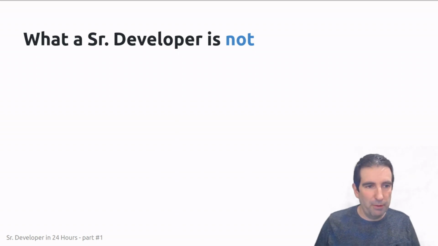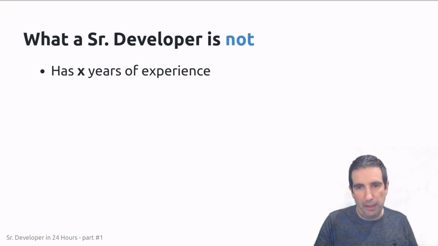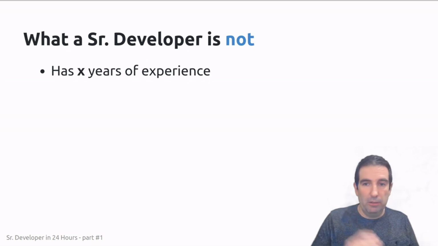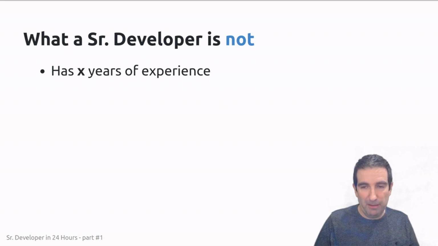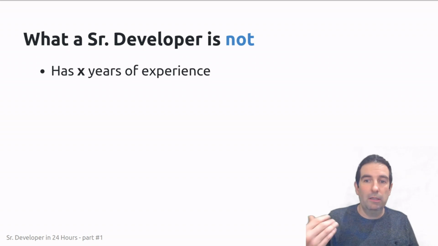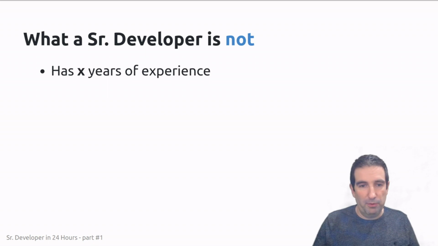Okay, so here are a few things that a senior software developer is not. You do not become a senior software developer just because you have worked writing code for X number of years. Again, in some organizations, having been there for X number of years will maybe get you the title of senior software developer, but for the purpose of this course, being a senior software developer is going that extra step, taking that extra responsibility.